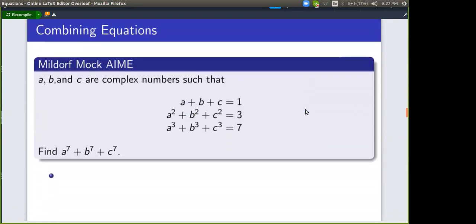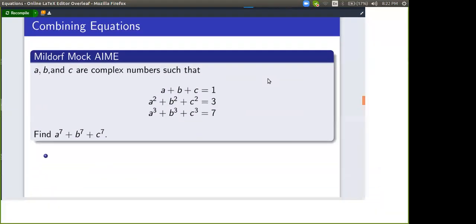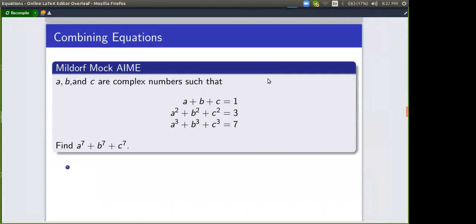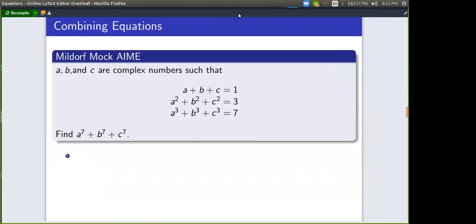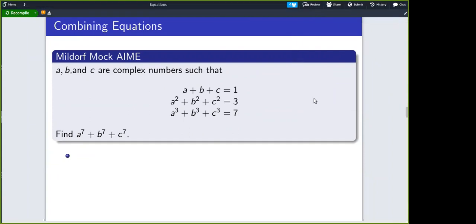So let's move on. Remember the motivation that we used to derive that identity here. If you really think about that motivation, it's going to be helpful in the next question. So our next question is this Mildorf Mock AMC problem. We're given a plus b plus c, a squared plus b squared plus c squared, and a cubed plus b cubed plus c cubed. So I'll give you a few minutes to think about it.